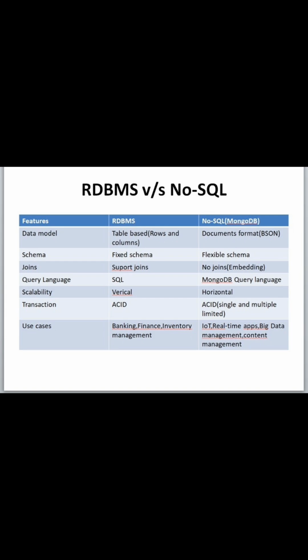The last difference between RDBMS and NoSQL is where they are used. RDBMS is used for banking sectors, financial services and inventory management systems, but NoSQL is used for IoT applications, real-time apps, big data management and content management. Those are all the differences between RDBMS and the NoSQL MongoDB database.